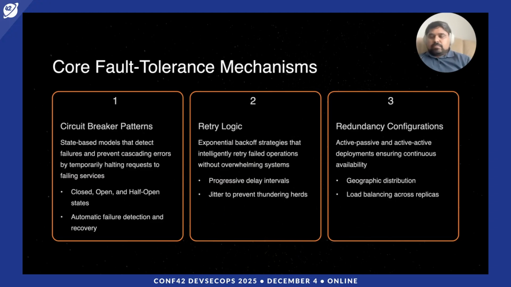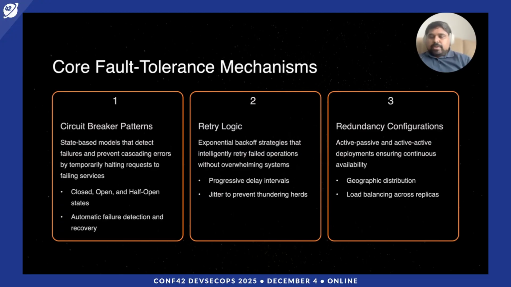So there are core fault tolerance mechanisms, and there are three mechanisms. One is circuit breaker patterns. Second is retry logic. Third is redundancy calculations. Let's discuss one by one.